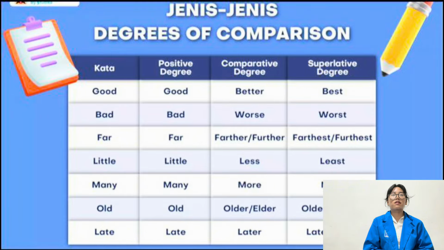Next slide. In conclusion, comparison degree is used to compare people, object, place, or situation. There are 3 types: positive degree for equal comparison, comparative degree for comparing two things, superlative degree for showing the highest level among a group. Understanding comparison degree helps us communicate more clearly and correctly in English.